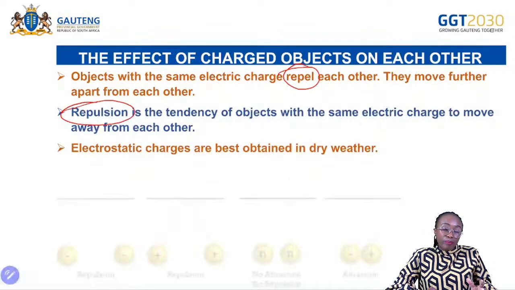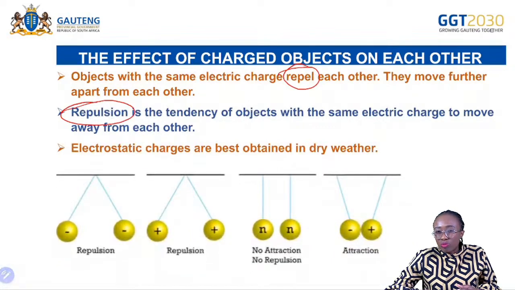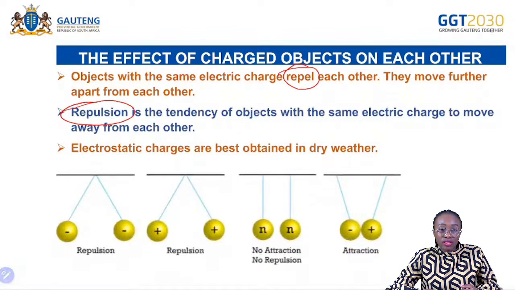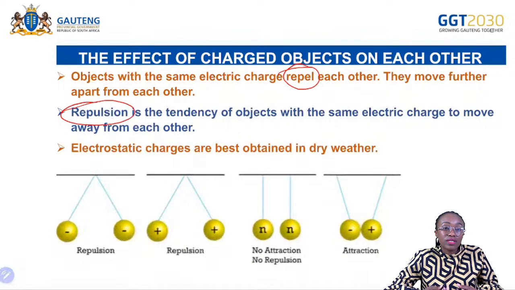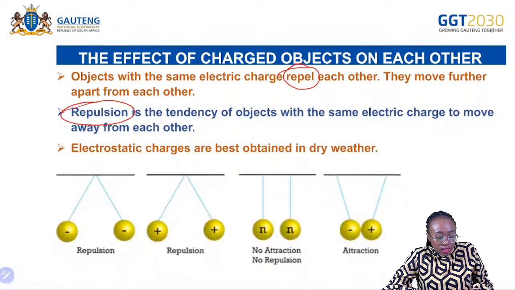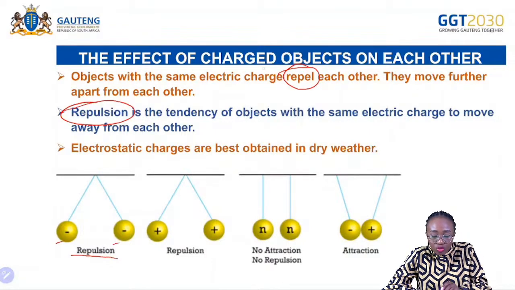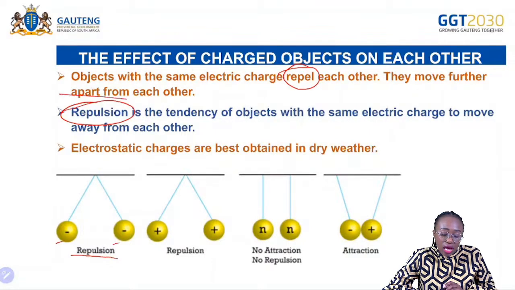Electrostatic charges are obtained when the weather is dry, when there is no humidity. When it's dry, that's when you best get your electrostatic charges. So I've got some illustration here to further explain what I mean by like charges repelling and opposite charges attracting. So this is repulsion. We are seeing repulsion here because we've got like charges. We've got a negative charge here and a negative charge here.